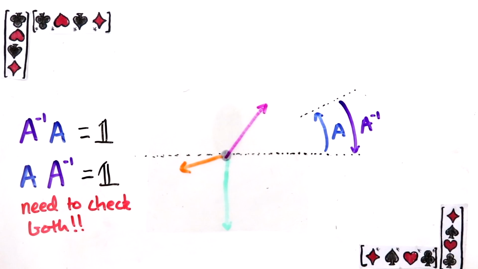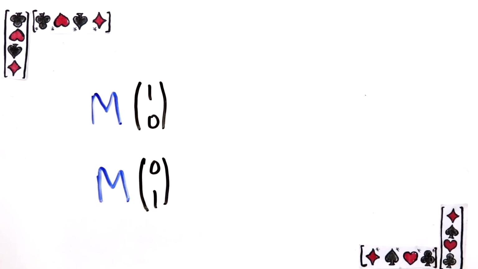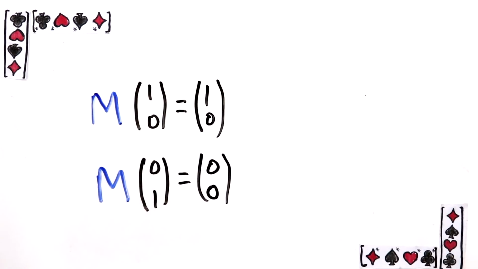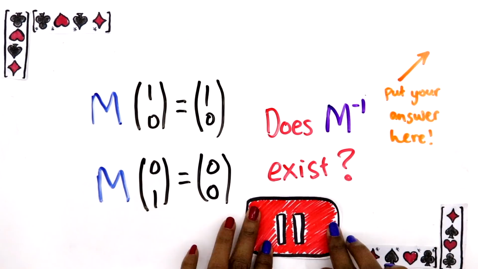Now, here's a quick question so you can check your understanding. Imagine that you have these two basis vectors, and what your matrix does is it leaves the first one alone, and it sends the second one to the 0 vector. Does M inverse exist? Pause so you can think about it and put your answer in the poll.